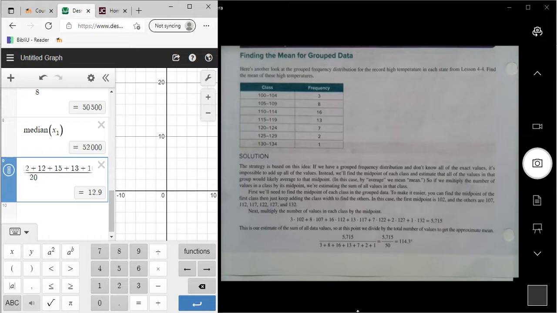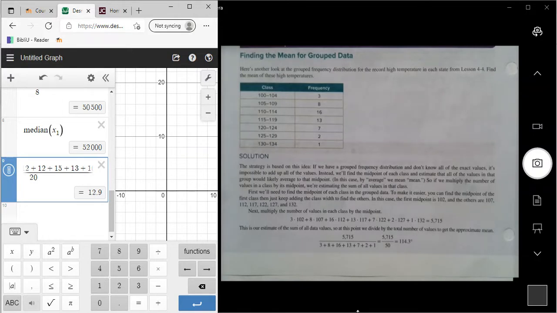Solution. The strategy is based on this idea. If we have a group frequency distribution and don't know all of the exact values, it's impossible to add up all the values. Instead, we'll find the midpoint of each class and estimate that all of the values in that group would likely average to that midpoint. In this case, by average, we mean mean. So if we multiply the number of values in a class by its midpoint, we're estimating the sum of all values in that class. First, we'll need to find the midpoint of each class in the group data. To make it easier, you can find the midpoint of the first class, then just keep adding the class width to find the others. In this case, the first midpoint is 102, and the others are 107, 112, 117, 122, 127, and 132.